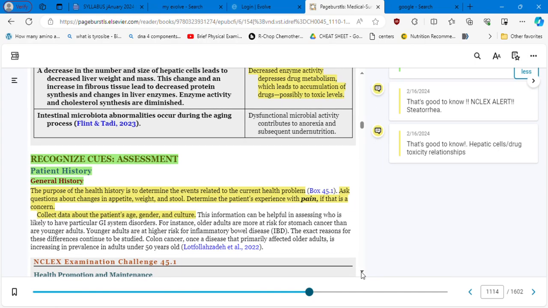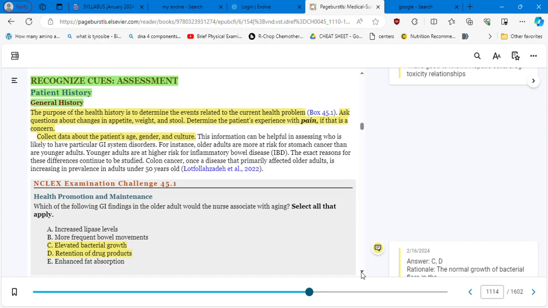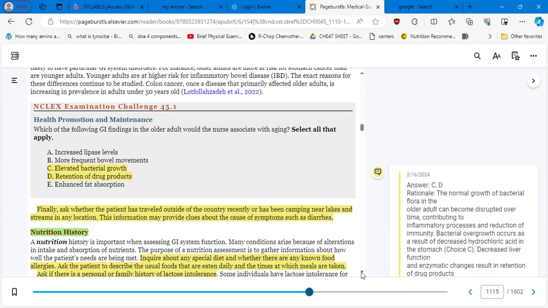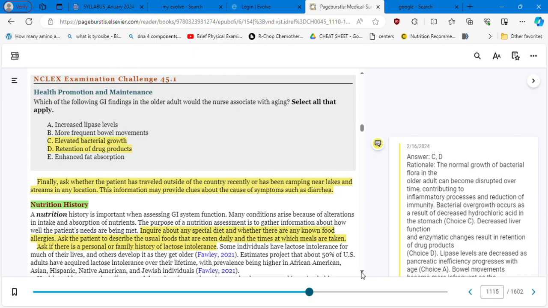Assessment, patient history. General history: the purpose of the health history is to determine the events related to the current health problem, ask questions about changes in appetite, weight, and stool, and determine the patient's experience with pain, if that is a concern. Collect data about the patient's age, gender, and culture, and we have an NCLEX examination challenge 45.1.